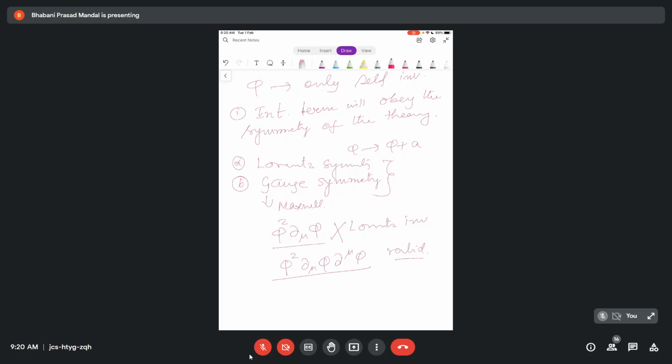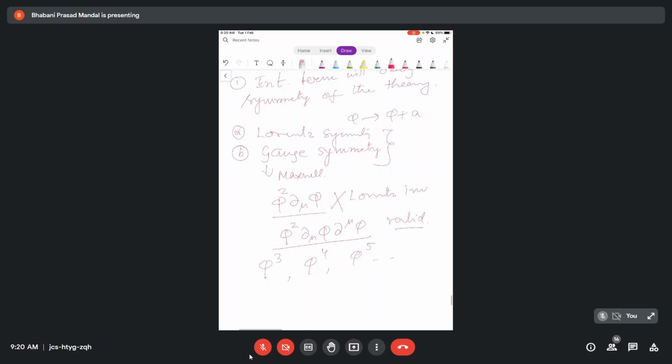Okay, so possible interactions: phi cubed, phi 4, phi 5, etc. Three fields together, they interact. Four fields together, they can interact. Five fields together, they can interact. Or in general, phi to the power n can interact. But we are looking for only the simplest possible interaction. So the simplest possible interaction looks like this: only three fields interacting together.